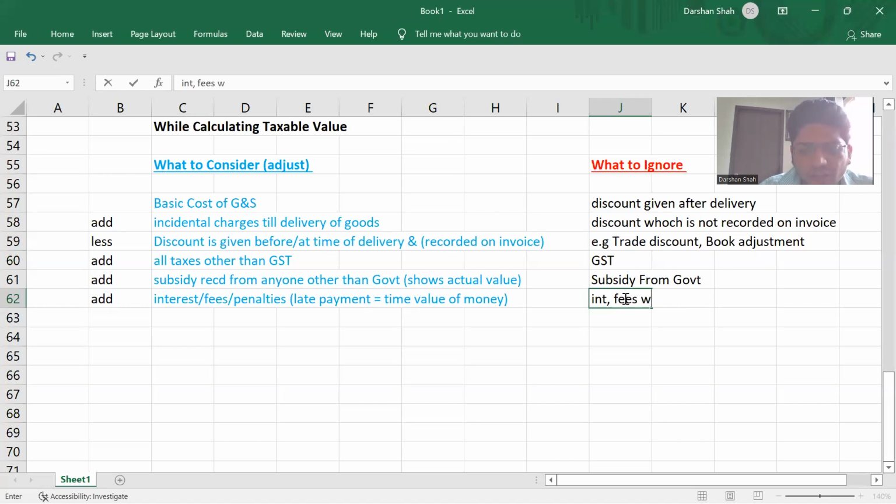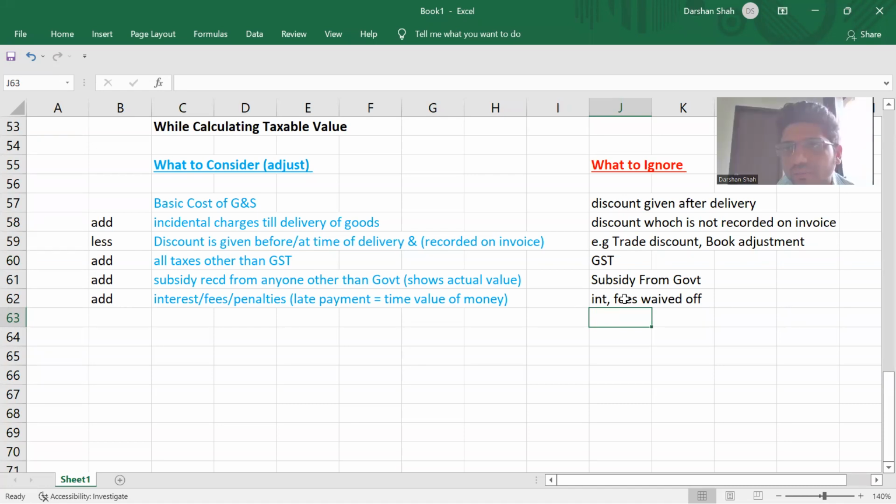So interest or any fees waived off. Waived off means it is not actually paid. It is not actually a cost. So if it is waived off, then we'll just ignore them. Only if it is charged, only if it is collected from Sarika, then only we will take them. Any interest or late fees which are waived off, ignored by the supplier, we will also ignore in our calculation. Understood what to ignore and what to consider?